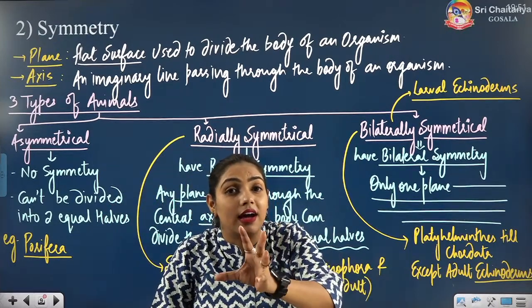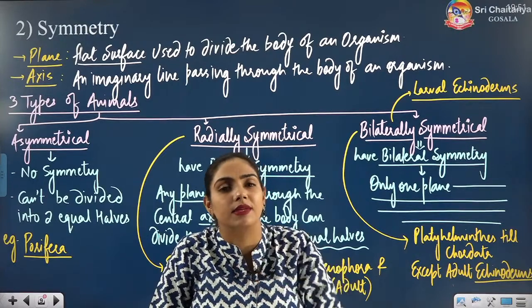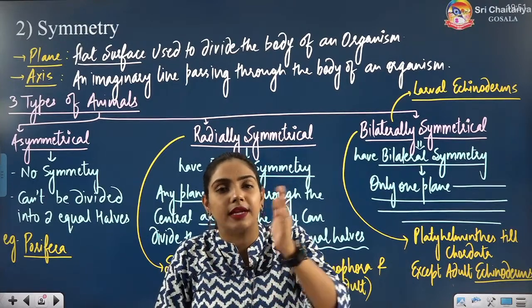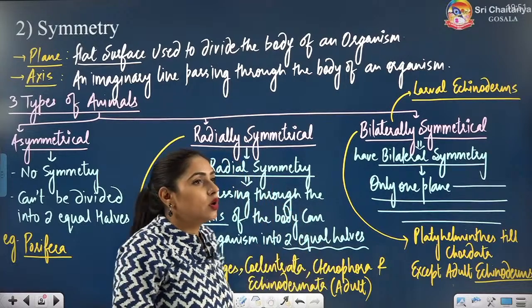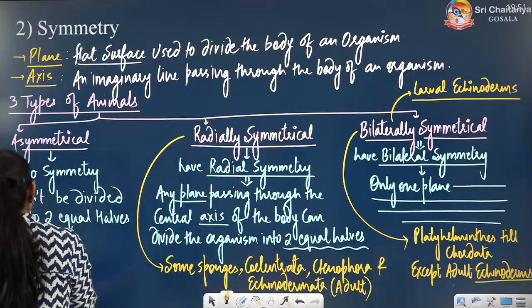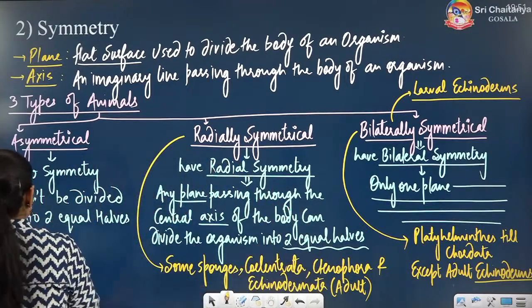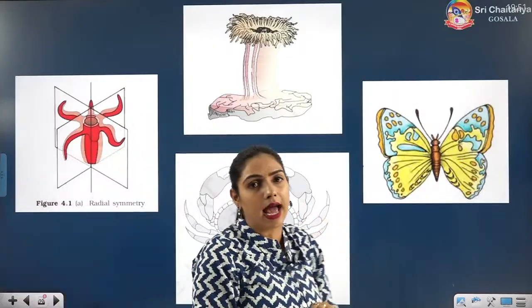So that means the larva here is more advanced or more developed than the adult. This kind of metamorphosis is known as retrogressive metamorphosis. So I hope you have understood this part. Let me show you some of the diagrams.